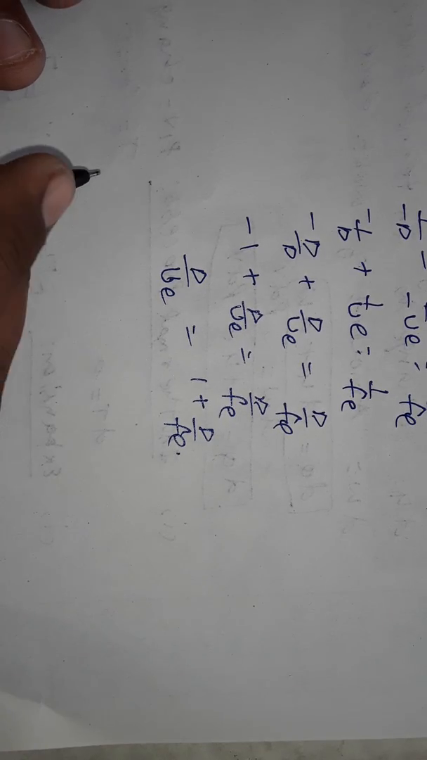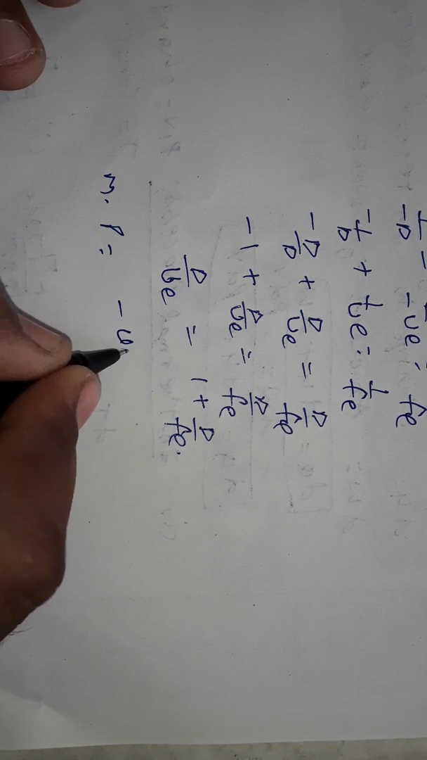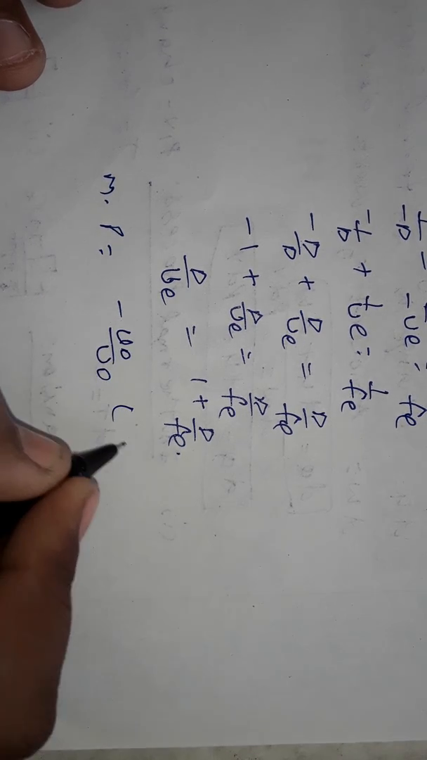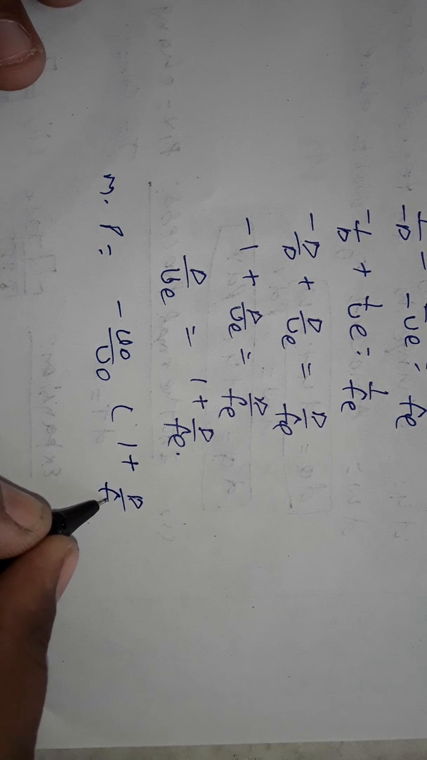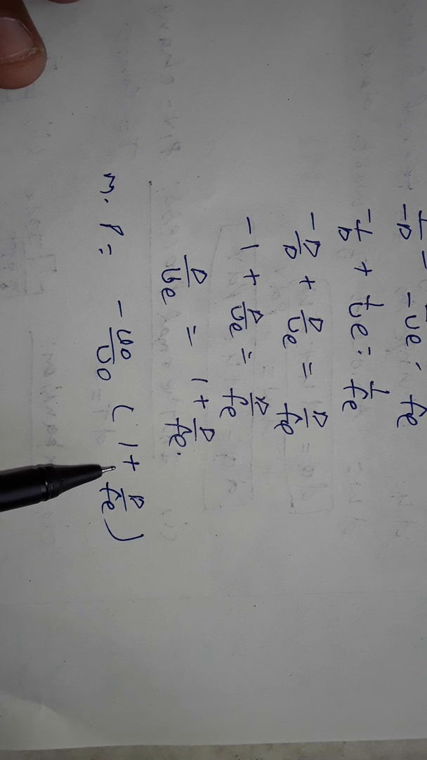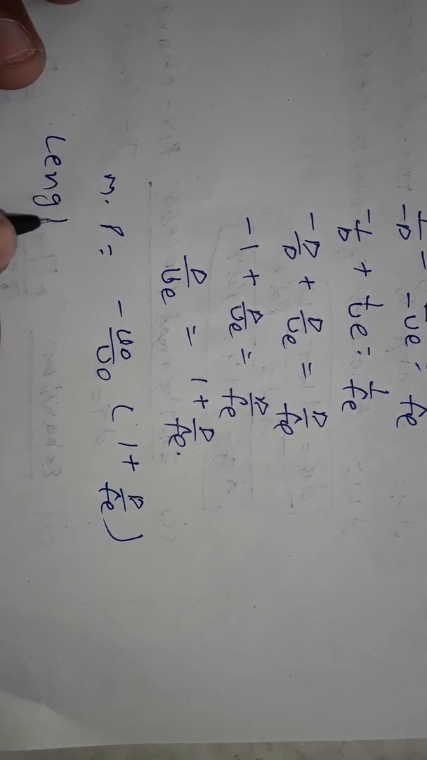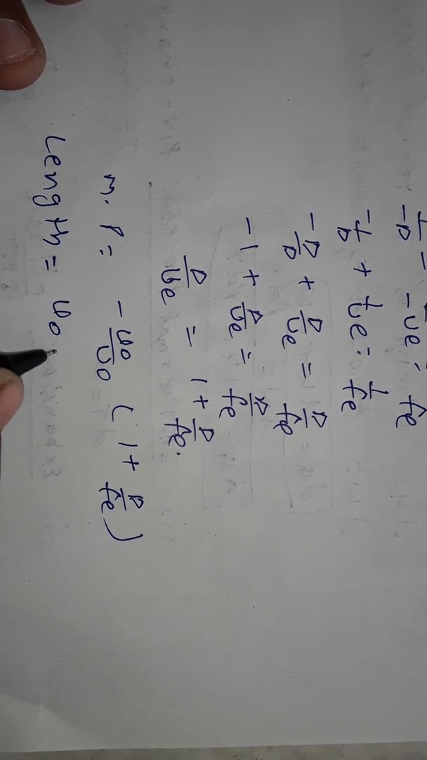So magnification is written as minus VO upon UO into 1 plus D by FE. This is the value of the magnification of the objective. This is value of magnification for the eyepiece. Now length of the microscope is given as this is equal to VO plus UE.